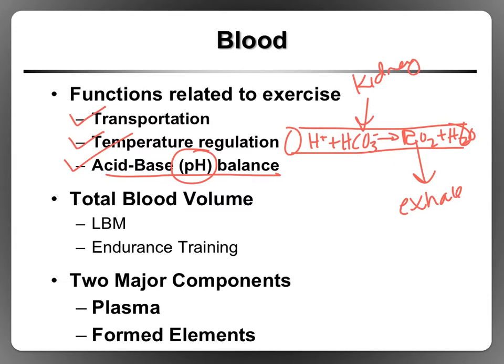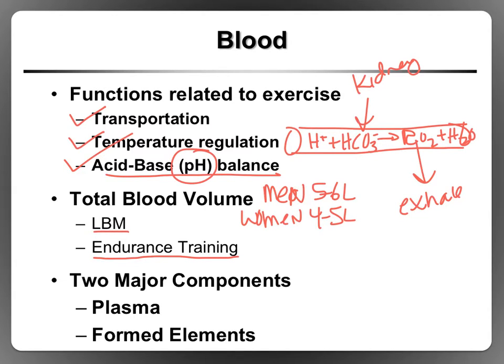As far as blood volume, the total blood volume in your body varies with size. The average man has a blood volume of 5 to 6 liters. The average woman has a blood volume of 4 to 5 liters. So on average, people have about 5 liters of blood in their body. Blood volume increases with lean body mass. So people with more lean body mass have greater blood volume. And it also increases with endurance training. We'll say more about that.